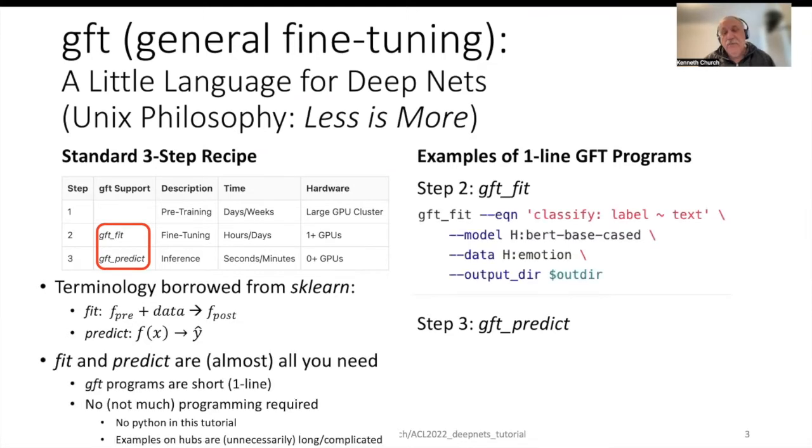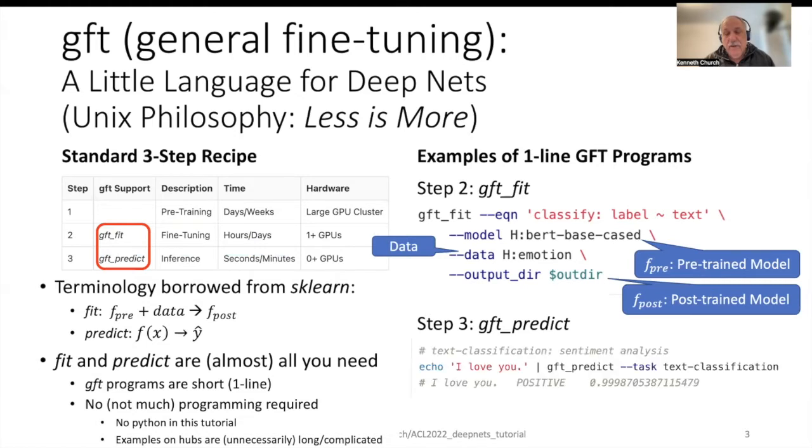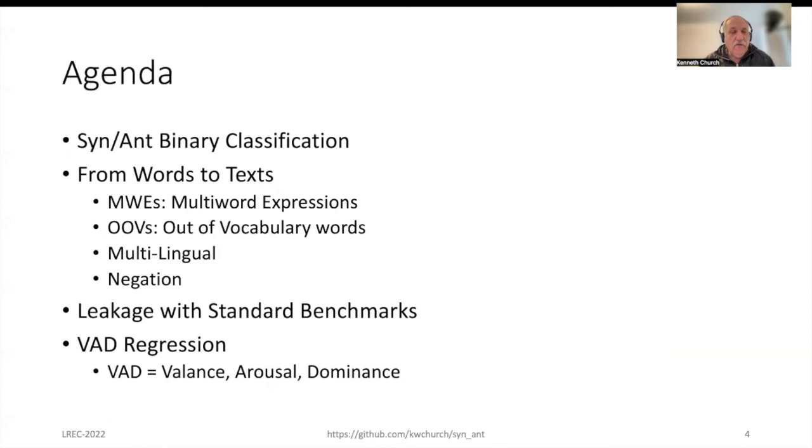Here's an example of a GFT program. It takes a pre-trained model as input and some data and produces as output a post-trained model. Then at predict, you take the input X and then you get these Y hat labels. Here's the outline for what we're going to talk about today.